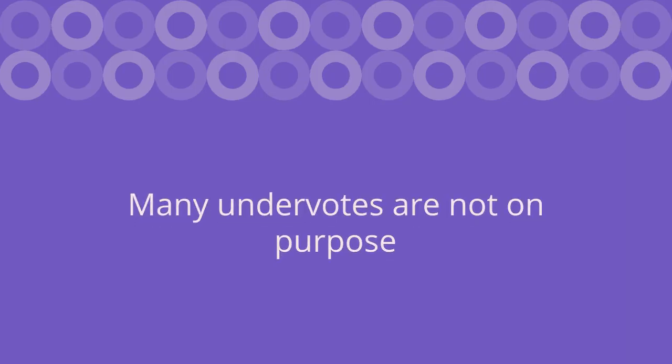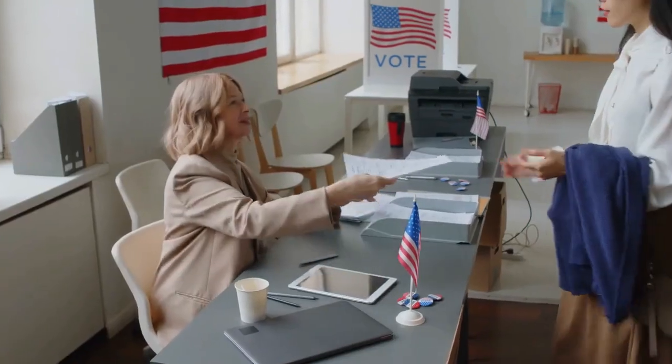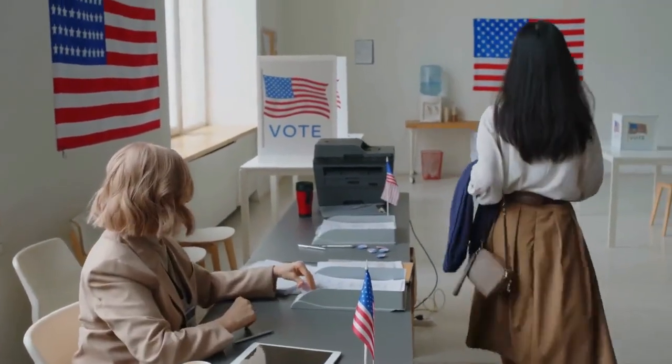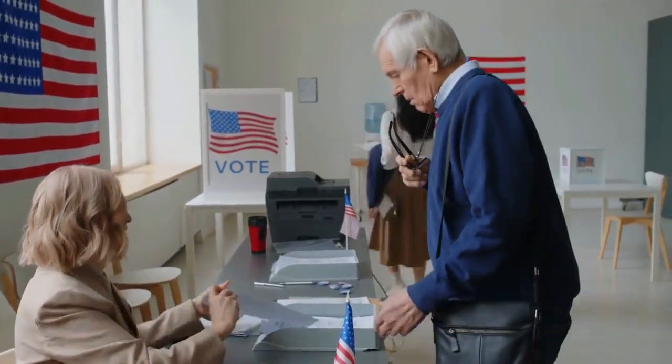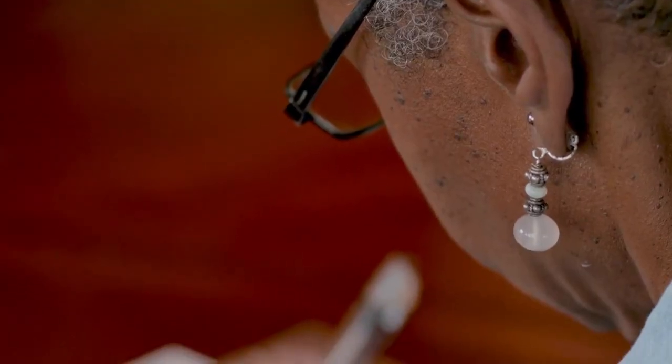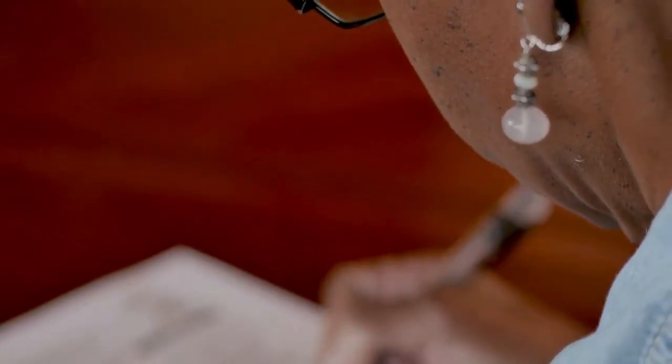But many undervotes are not on purpose, they are completely accidental. This is where things can get messy. Voter error is a huge factor. On a paper ballot, maybe you didn't fill in the oval darkly enough for the scanning machine to read it. On a touchscreen machine, you might not have pressed the screen firmly enough for your choice to register.